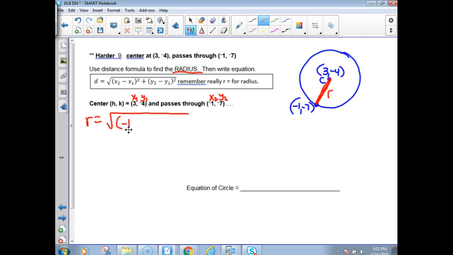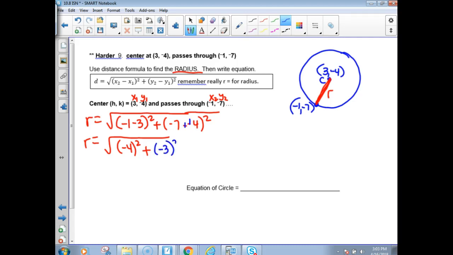-1. Some of us still haven't got this formula down, and we've been using it all year long. Let's see if we can get it now. (-1 - 3) quantity squared, plus, now I subtract the y's. I do y2, -7, minus -4, quantity squared. Now I'm going to simplify what's in the parentheses. -1 minus 3 is -4. So we have (-4) squared, plus -7 minus -4, which would be -7 plus 4, which is -3 squared.